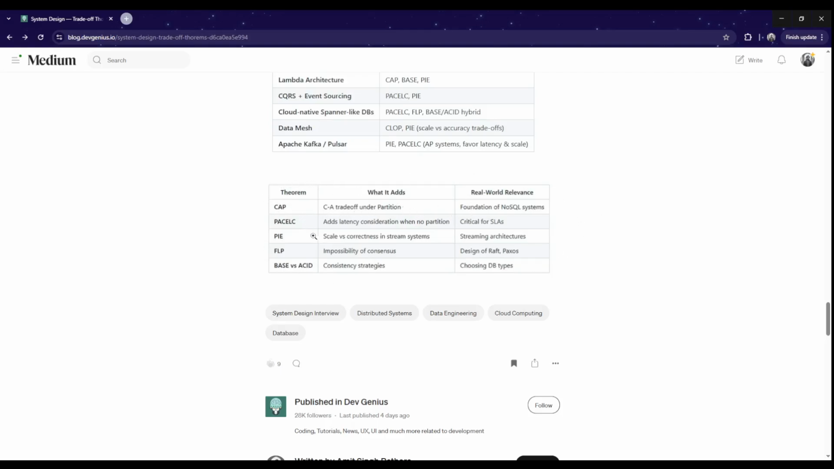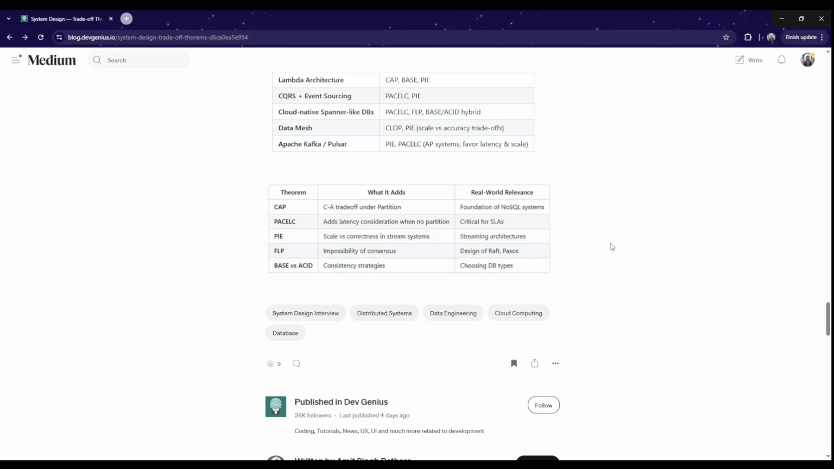This is the summary: the CAP theorem says consistency and availability trade-off under a partition, and this is the foundation of the NoSQL systems. PACELC adds latency consideration when there is no partition at all. So it will choose between latency and consistency in case there is no network partition. PI is something which says whether we want scale or we want correctness in the stream systems, so streaming architectures follow that.